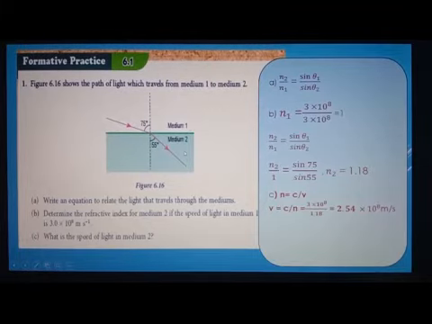So we have medium 1 and medium 2. That's why we use this formula: n2/n1 equals sine theta 1 divided by sine theta 2. Okay, B part, determine the refractive index for medium 2 if the speed of light in medium 1 is 3 times 10 power 8. So use n1 equals c over v.